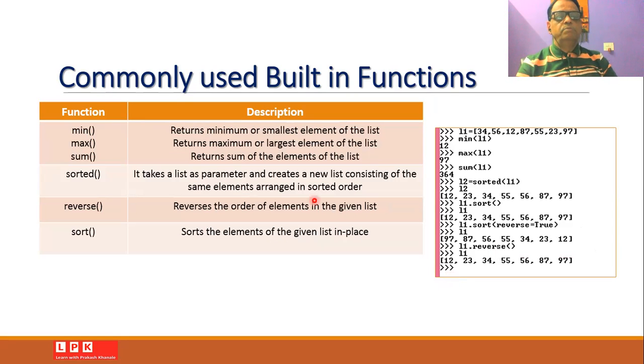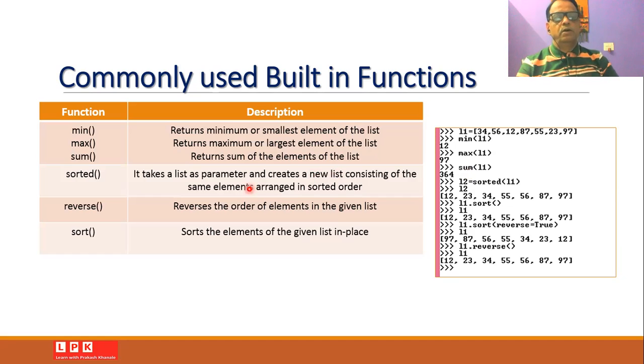Min, max, and sum are very useful operations. Min will return the minimum or smallest value of the list, max will return the maximum or largest element in the list, and sum will return the sum of all the elements in the list. So if L1 consists of 34, 56, 12, 87, 55, 23, and 97, min of L1 will be 12, max of L1 will be 97, and sum of L1 will return us 364.